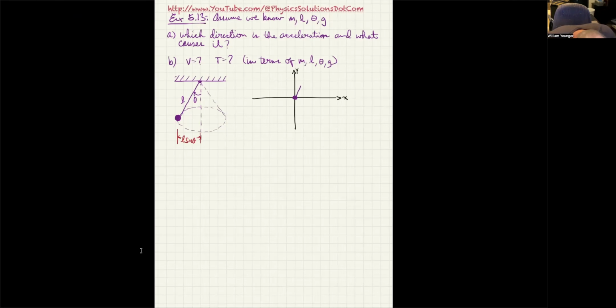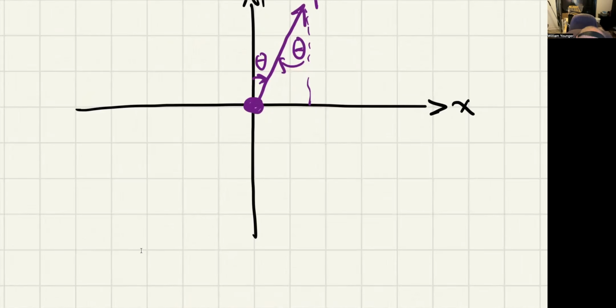Specifically, we've got the tension T pointing at an angle theta, like that. Now, by necessity, that means that this angle over here is also theta. Okay, that is a fundamental geometric principle that we sort of expect you to know.